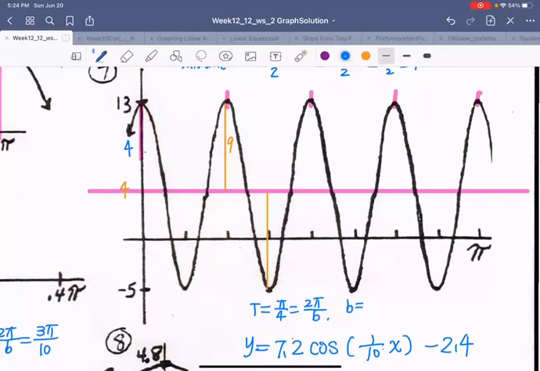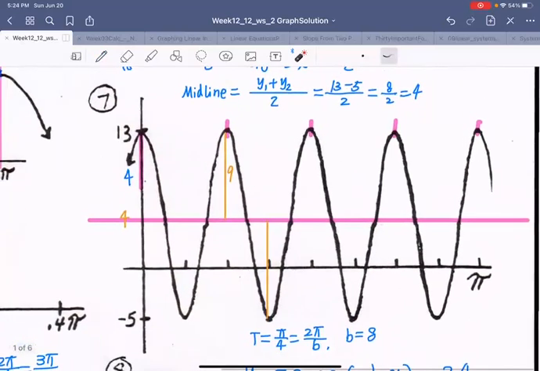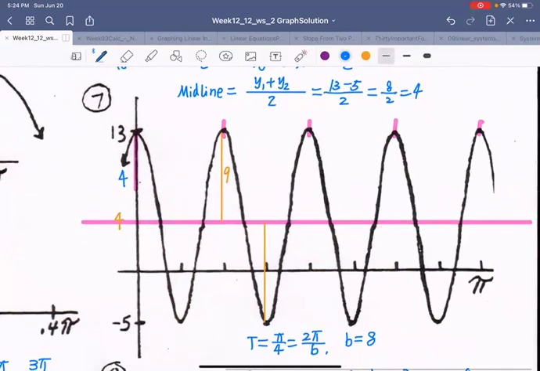No, no. B is 8. Oh, 2 over 8 is 1 over 4. B is 8. Okay. Now go ahead. Tell me the final result. So it's y equals 9 cosine 8x plus 4.